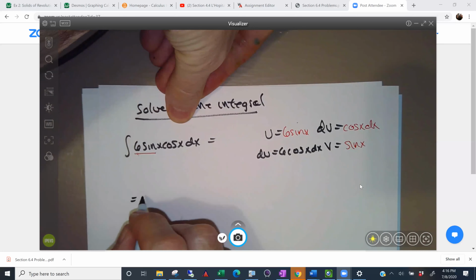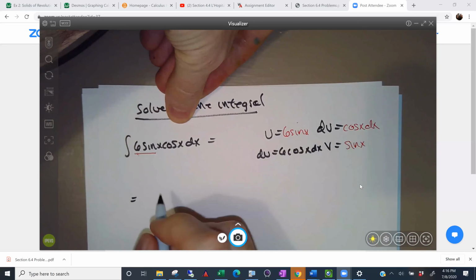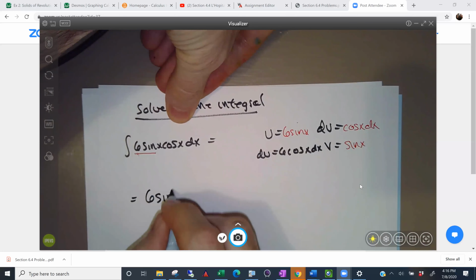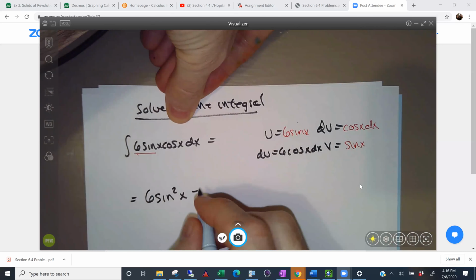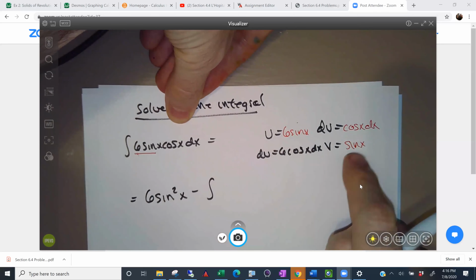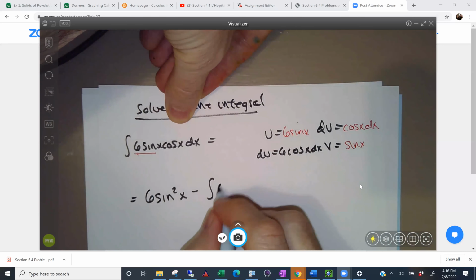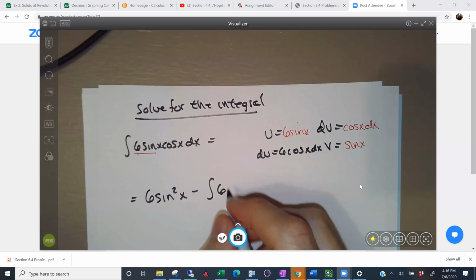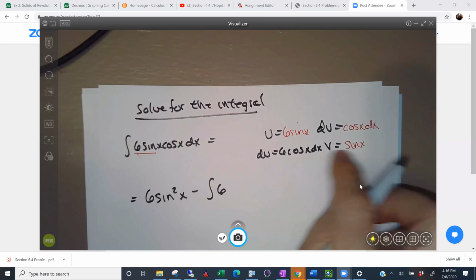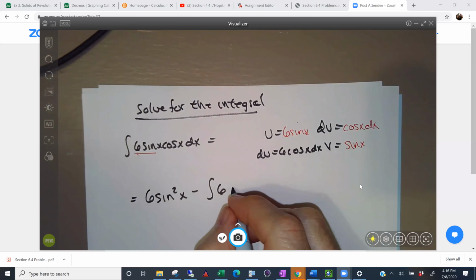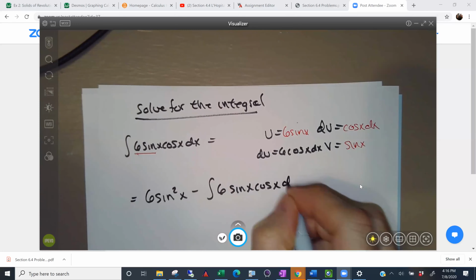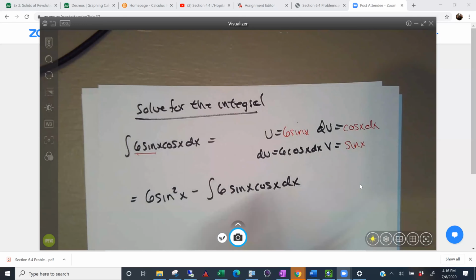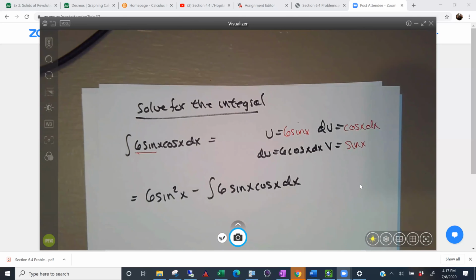So let's put this in here, and what do I get? I get u times v, so it's going to be 6 sine squared of x, right, because I have a sine times a sine, minus the integral of v du, which is 6 times sine of x cosine of x again, and then the dx. And if you look at this, it might feel like, gosh, weren't we just there?